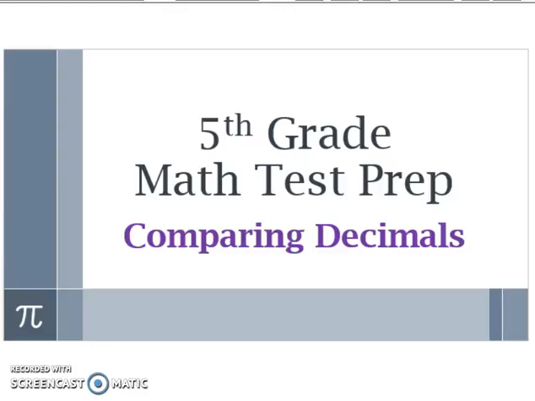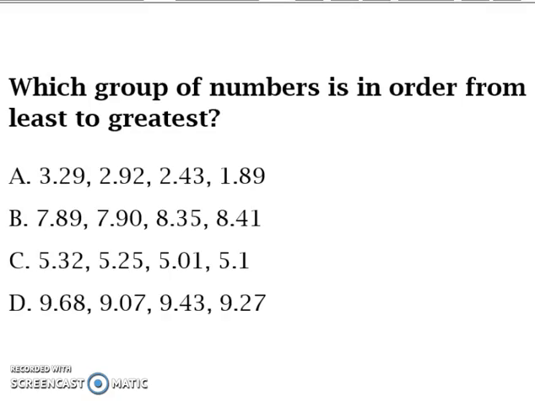In today's 5th grade math lesson, we will be discussing comparing decimals. Let's get started. Our first problem states, which group of numbers is in order from least to greatest? Again, which group of numbers is in order from least to greatest?